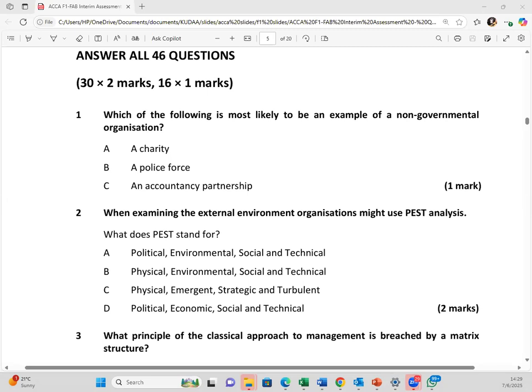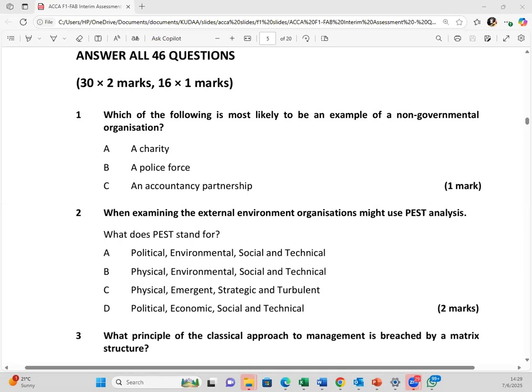independent from the government. The police is part of the government. An accountancy partnership. A non-governmental organization should be not for profit, but still not under the government. The accountancy partnership, that one is a profit-making entity. It can't be classified under non-governmental organization. So partnerships are part of the private sector.